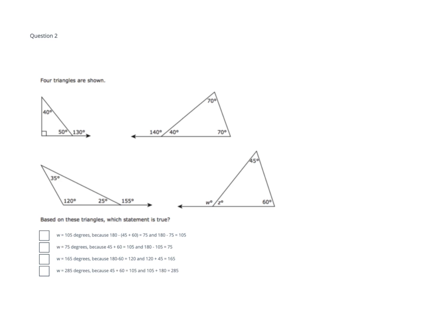Question 2 is giving us 4 triangles, and we're trying to see which statement is true. All of these statements have to deal with the value of W, angle W, so we're going to go ahead and solve for this angle measure right here. To do that, we're going to have to back up and solve for Z. So that's our first step.